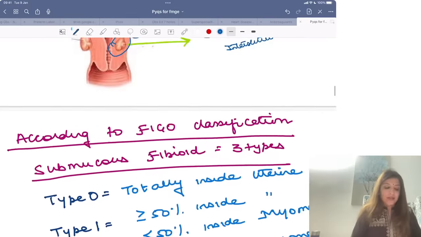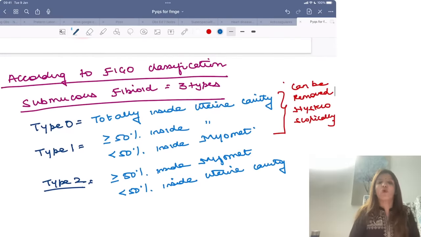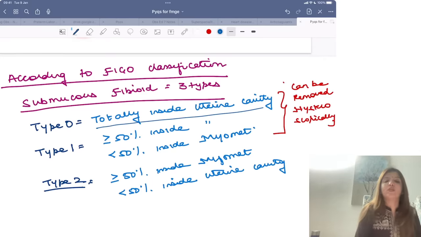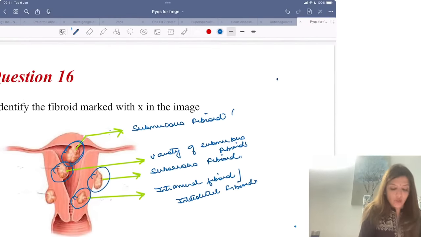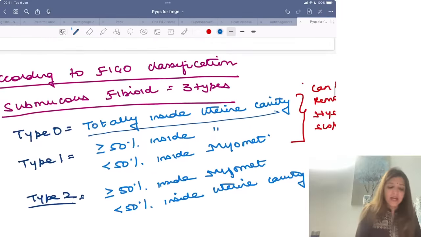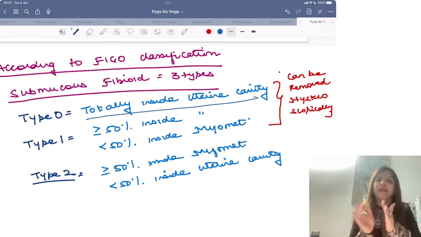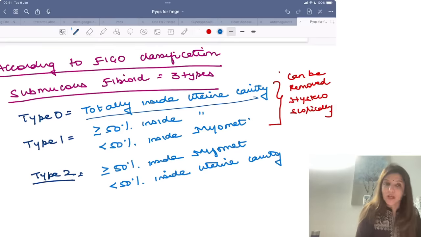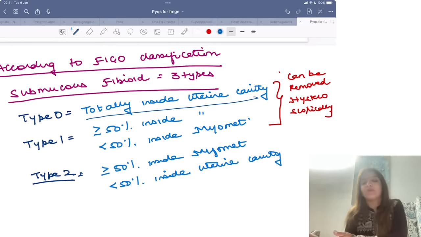Okay. Now, remember a very important thing. FIGO has said that there are three types of submucous fibroid. Type 0, type 1 and type 2. Type 0 submucous fibroid is a fibroid which is totally inside the uterine cavity. So, this fibroid which was totally inside the uterine cavity was type 0 submucous fibroid. Then, type 1 ka matlab hota hai, more than 50% fibroid is inside the cavity, less than 50% is inside myometrium. Type 2 ka matlab hota hai, more than 50% is in the myometrium, less than 50% is in the cavity.